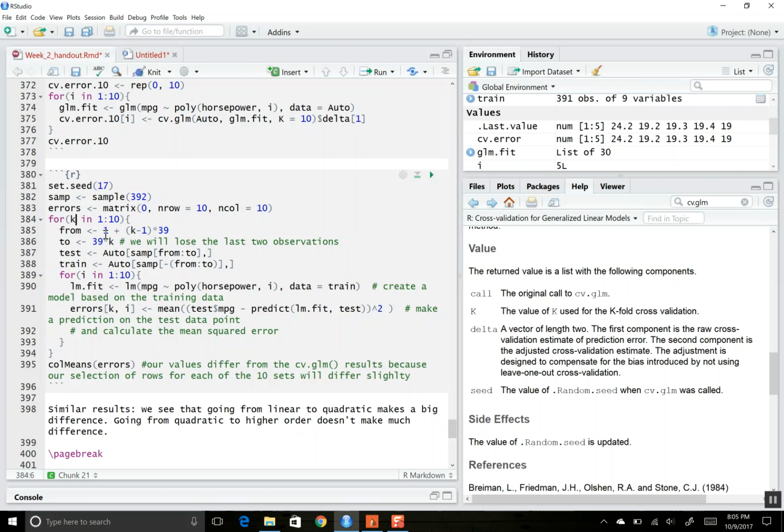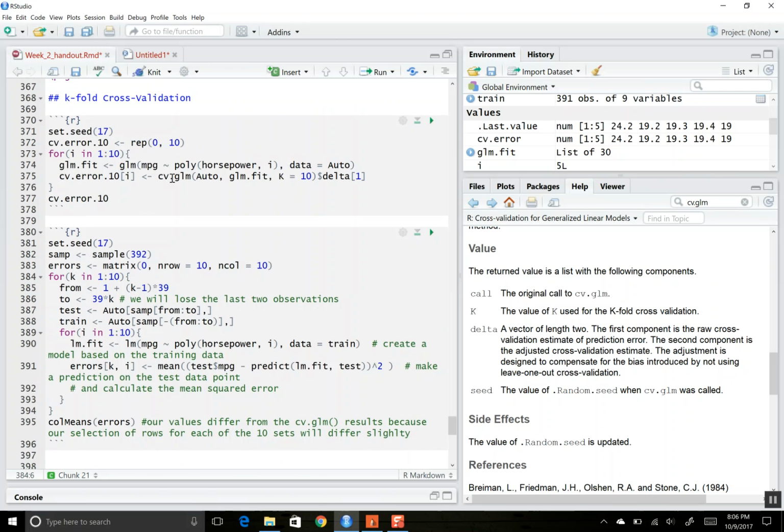My from and to will start off at 1. There are 392, so I'm going to go 1 through 39 for the first one, then 40 through 78 for the second one, and then 79 through whatever for the last one. So I'm only going to get to 390. I'm not going to include those last 2 data points. They'll always be in the training set, but those last 2 data points never actually get to be in any test set.